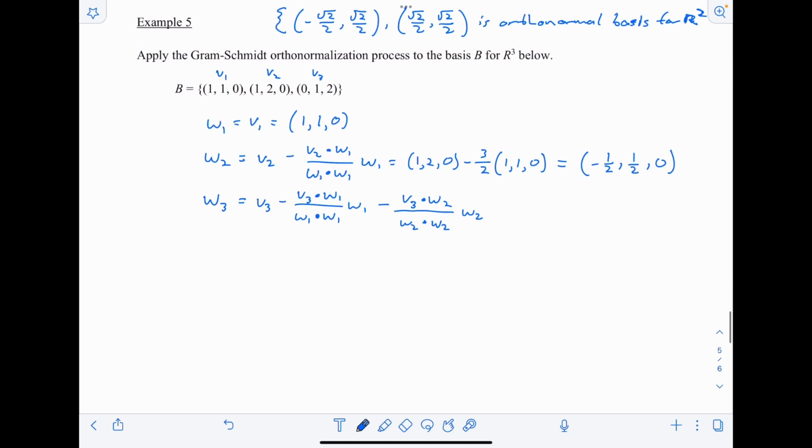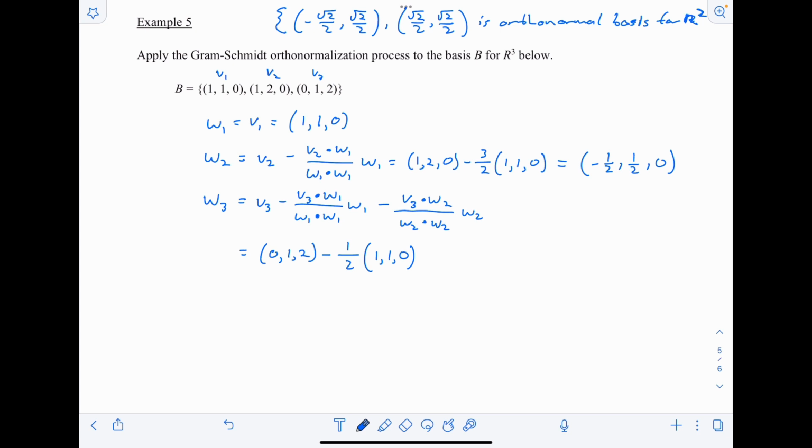Okay, so in this one now, V3 is 0, 1, 2 minus the dot product of V3 and W1, which is 0 plus 1 plus 0, just 1. The dot product of W1 with itself is 1 and 1, which is 2. And times W1, which is 1, 1, 0.